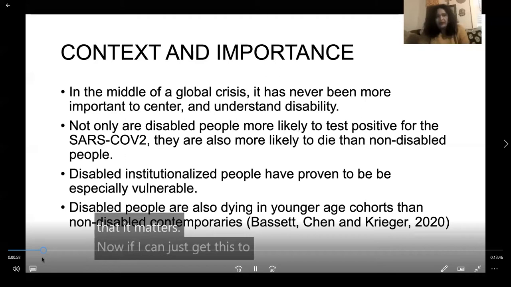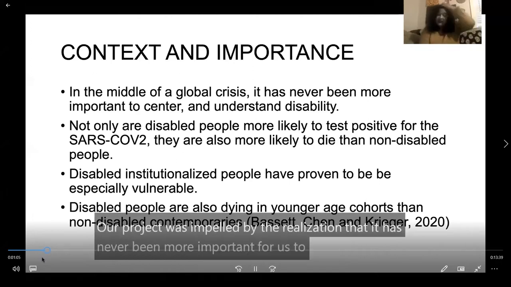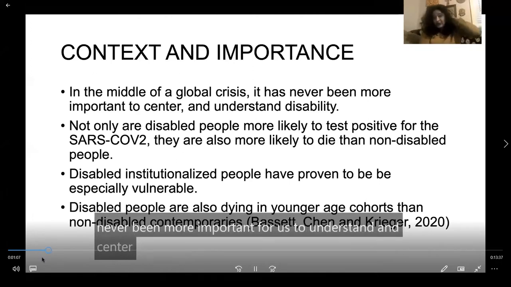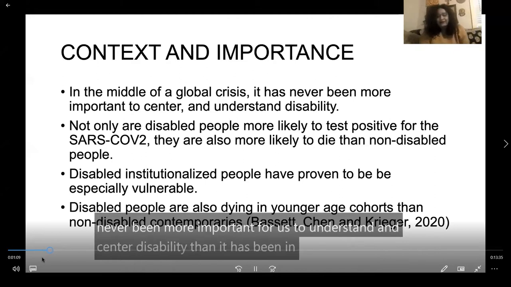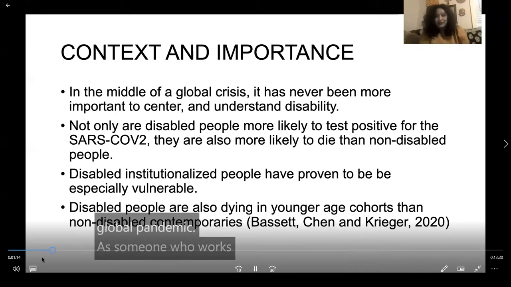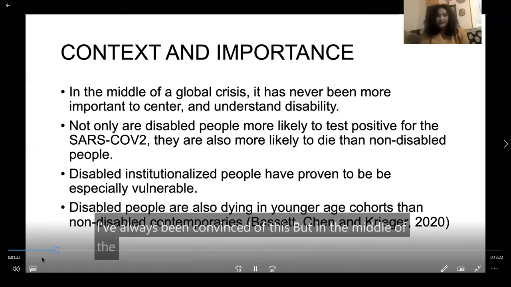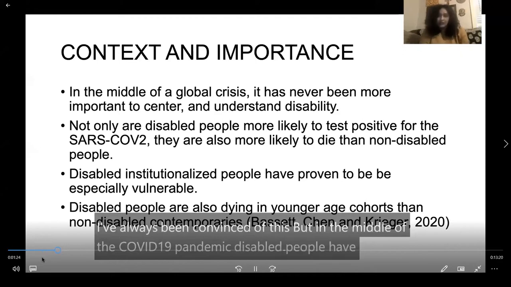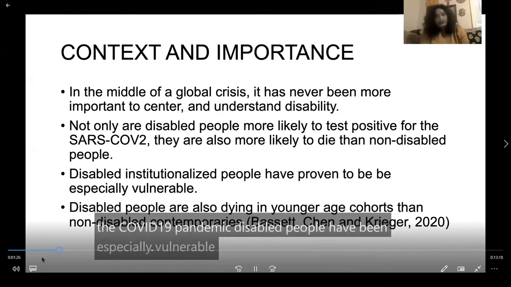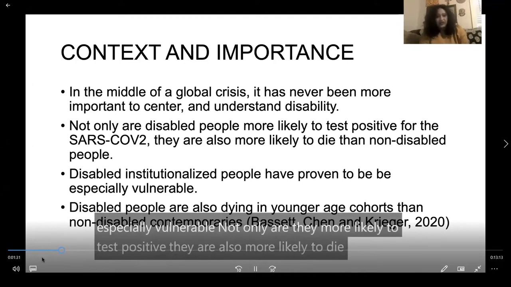Our project was impelled by the realization that it has never been more important for us to understand and center disability than it has been in the context of a global pandemic. As someone who works on public health and disability, I've always been convinced of it. But in the middle of the COVID-19 pandemic, disabled people have been especially vulnerable. Not only are they more likely to test positive, they're also more likely to die than non-disabled people, as more and more studies suggest.